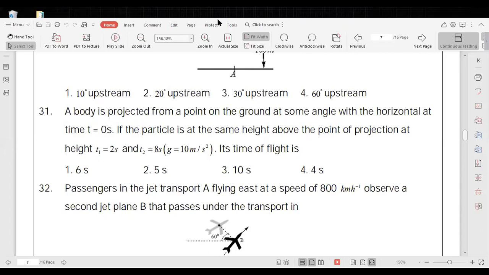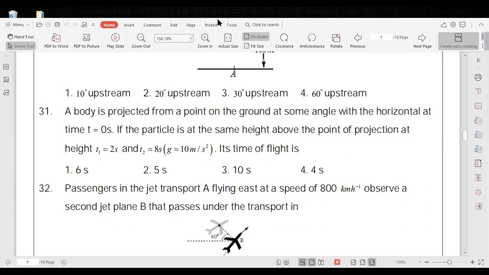Thirty-one. A body is projected from a point on the ground at some angle with the horizontal at a time t equal to 0 seconds. So here one body is projected at some angle with certain velocity at t equal to 0. That means just at the instant it is projected, time starts to count. If the particle is at the same height above the point of projection at t1 equal to 2 seconds and t2 equal to 8 seconds.